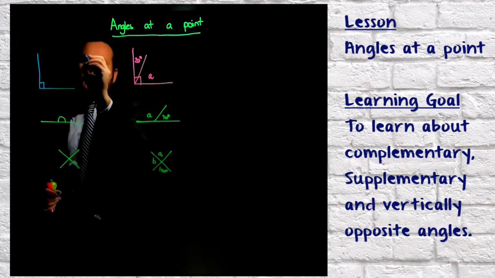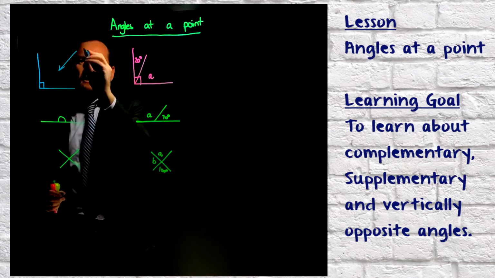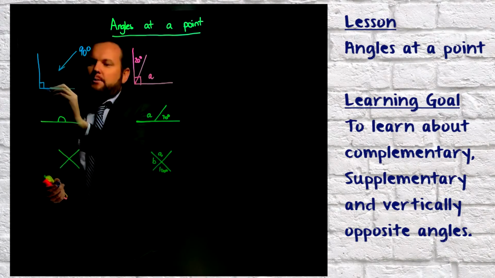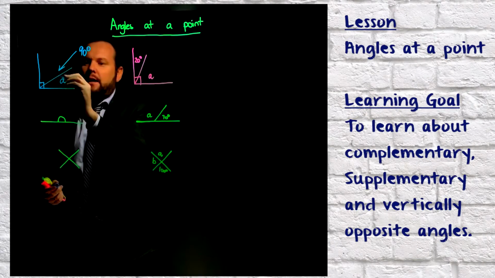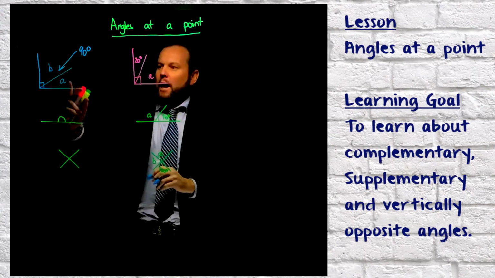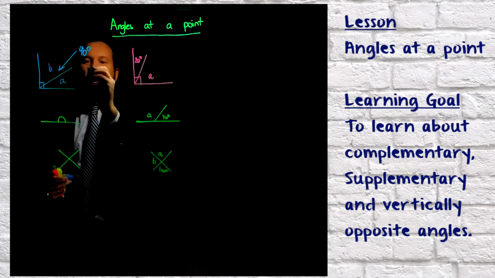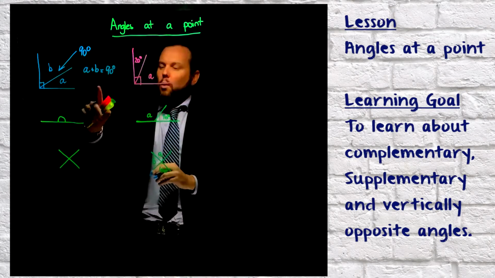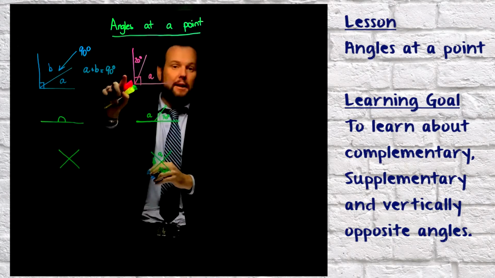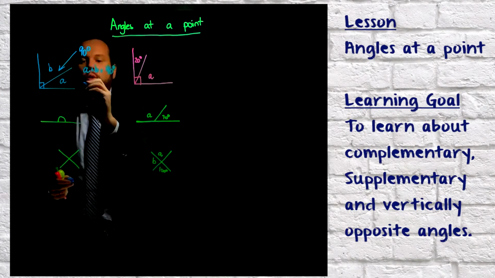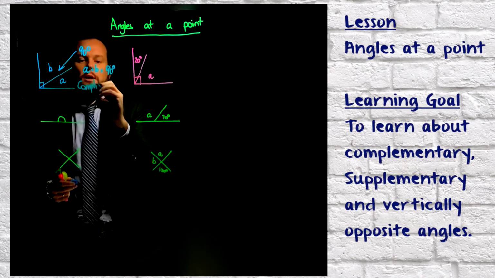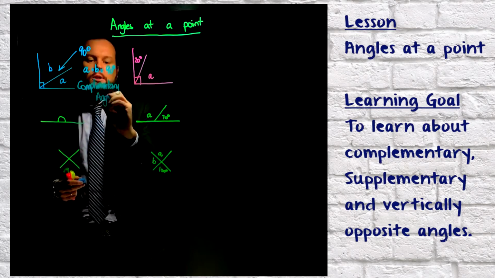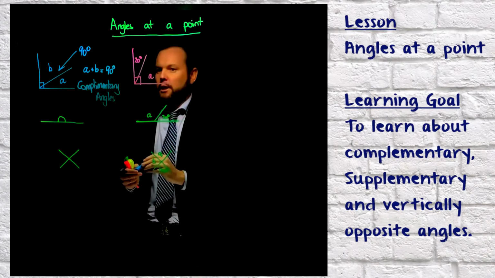When we have a right angle, like this one here, that equals 90 degrees, basically what we can do is split that in half and we can have angle A and B, and we know that angle A plus B is going to equal 90 degrees. So when we have two angles that add together to equal 90 degrees, we call them complementary angles. Complementary angles, okay? So they're two angles that add up to 90 degrees.